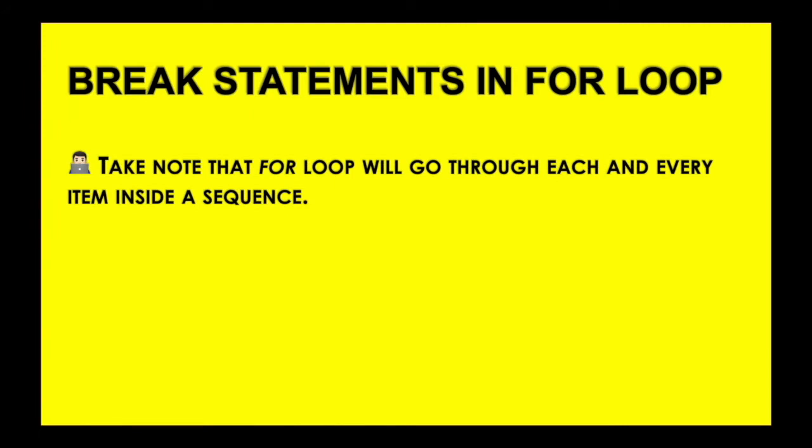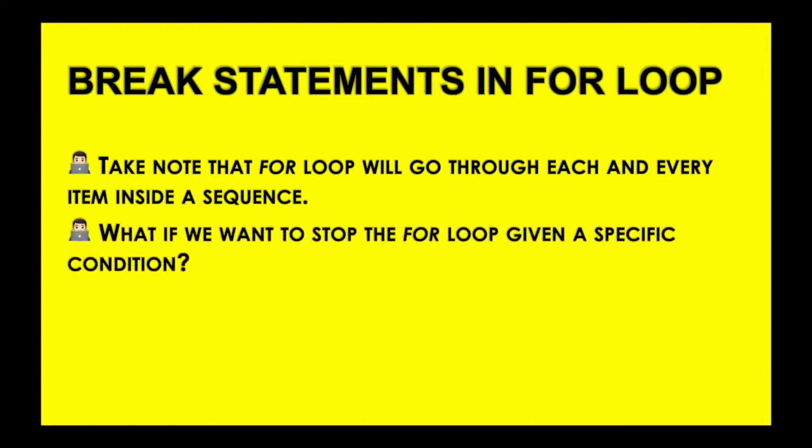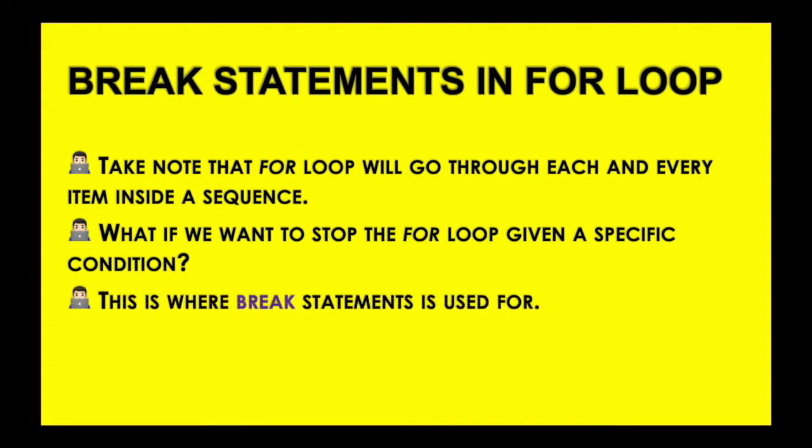So take note, my friends, that a for loop will go through each and every item inside a sequence. And what if we want to stop the for loop given a specific condition? For example, we have thousands of items inside a list, and we want the for loop to stop when the condition at the 500th item is met. So what will we use? That is actually the reason why we have these so-called break statements.